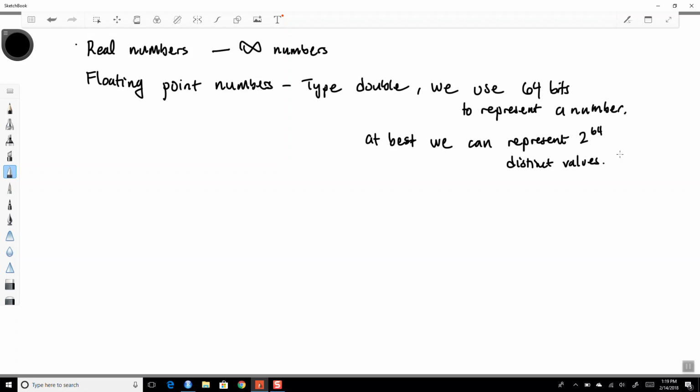2 to the 64 is a big number, but it's certainly very short of infinity, okay? So we're trying to do our best to represent as much of the number line as possible using 64 bits. Because of that, we cannot represent every single number, and so the numbers behave differently from what we might expect. With the real number line, you can represent any quantity that you need to. But with floating point numbers, you only have at most 2 to the 64 distinct values, and because of that, the math does not necessarily behave the way we might expect.